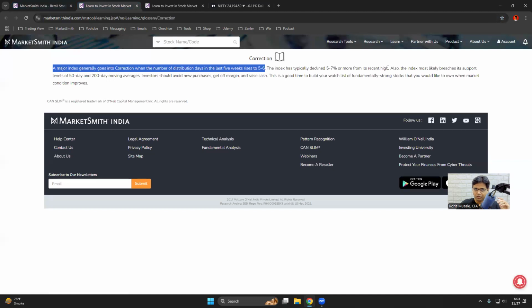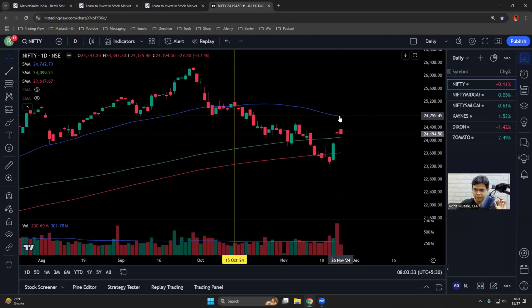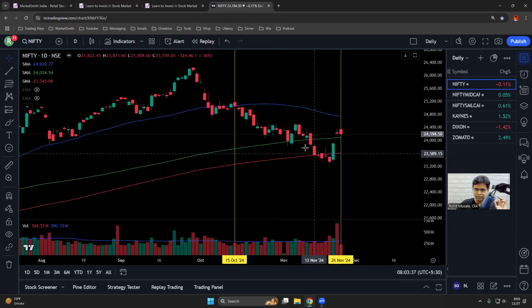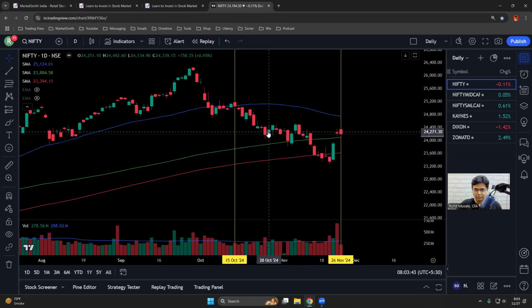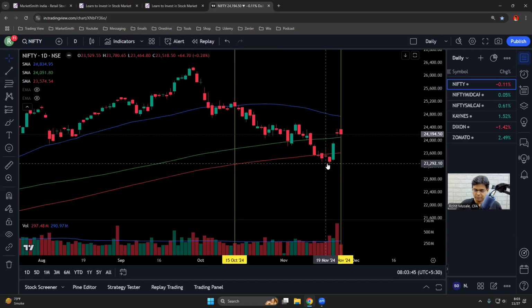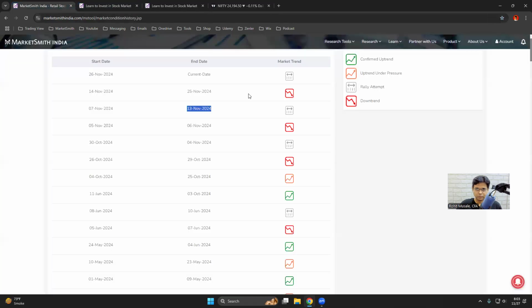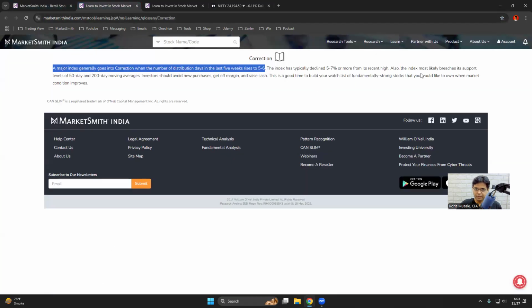And also, the index most likely breaches its support levels of 50 and 200 day. So check. The blue line is the 50 day. The red line is the 200 day. See here, the index has breached both the levels. Here it already went below the 50 day. Here it also went below the 200 day. So they are defining mathematically what is a confirmed downtrend.